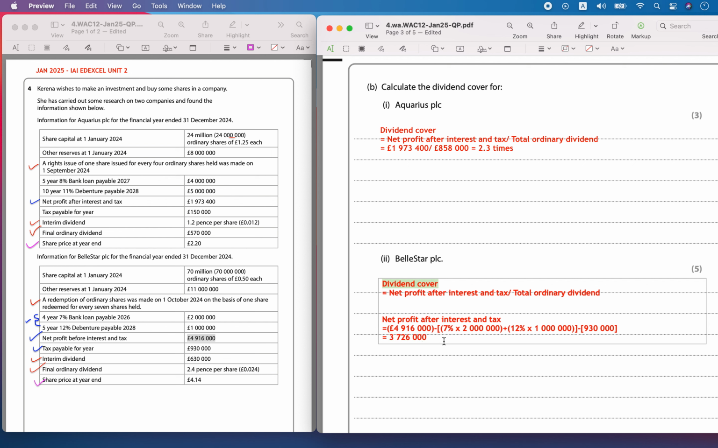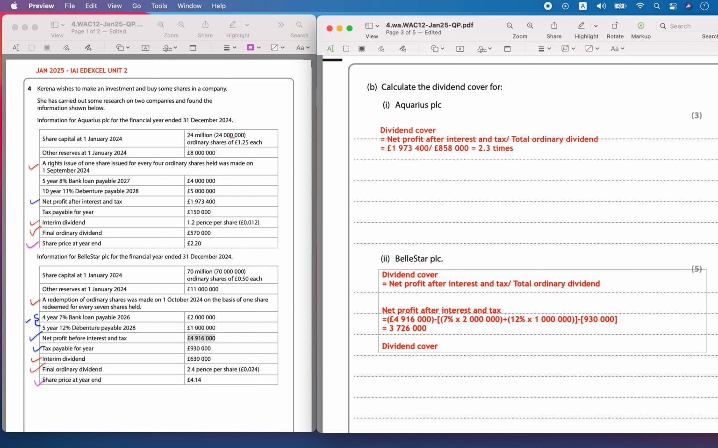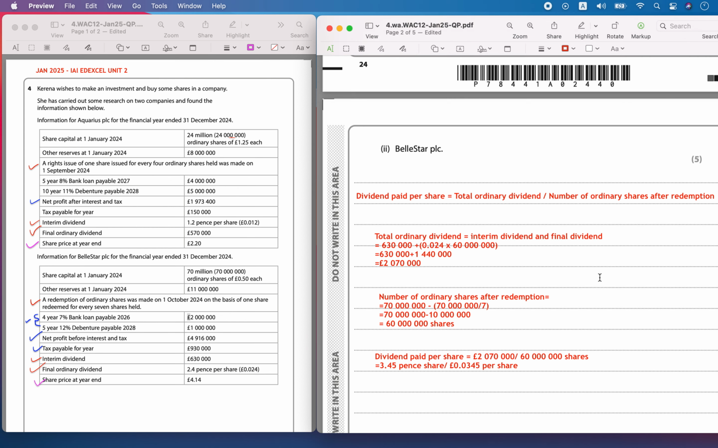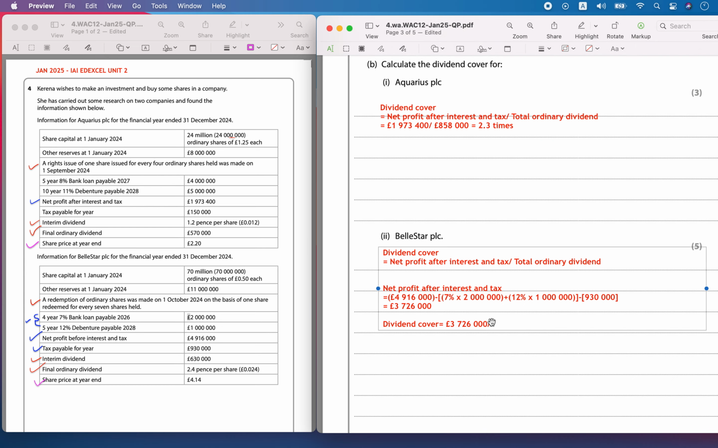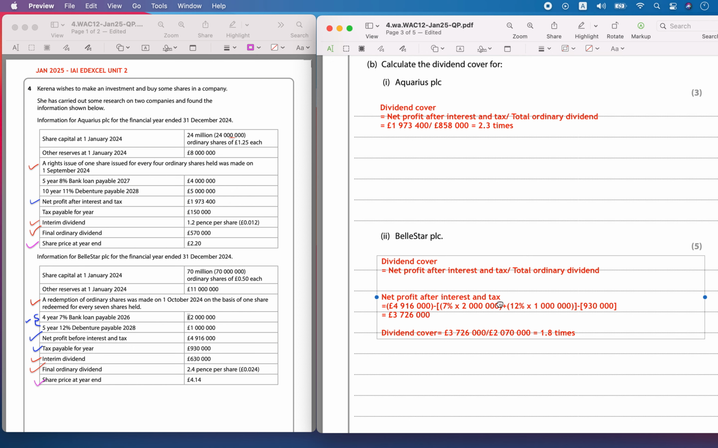Now let's calculate the dividend cover. The dividend cover is equal to this value, which is the profit after paying off the interest and tax by the company, divided by the total ordinary dividend issued by Belstar. The total ordinary dividend issued was 2,070,000. That is equal to 1.8 times.